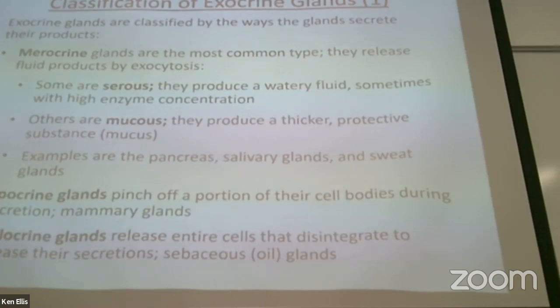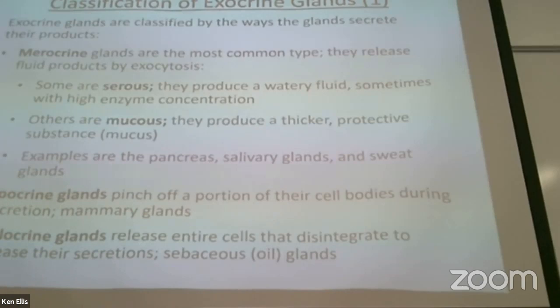It was really cool. All right, apocrine glands pinch off a portion of their cell bodies during secretion. Mammary glands do this. Holocrine glands release the entire cell that then disintegrates. It has all the secretions inside it. Sebaceous glands have that. Now, those are the three we're talking about.